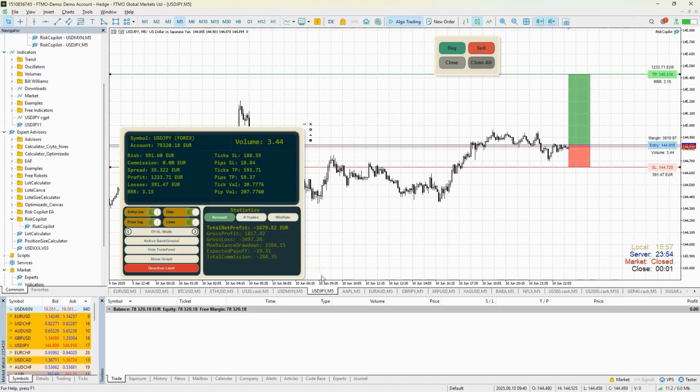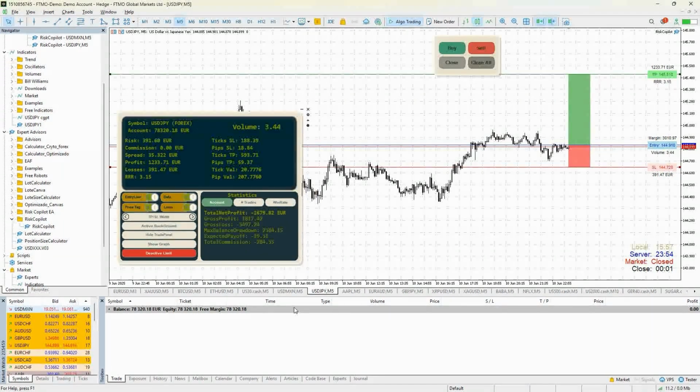Now, if I want to go to the extended function, what is the extended panel? The extended panel shows me many more statistics, many more parameters, many more values. So the symbol, what type is the symbol? How much is my account? How much is my risk? How much is my commission, if there is any? How much is my spread? That is, how much is my difference at this moment between the buy and the sell?